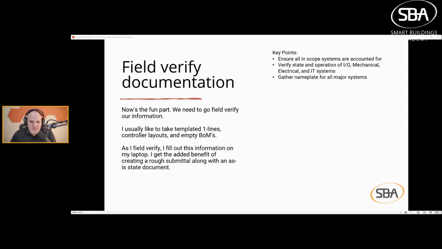Gather nameplates for all major systems. Just take a picture of the nameplate on the piece of equipment. That way, if you have to do any integration, you have an idea what the system is.